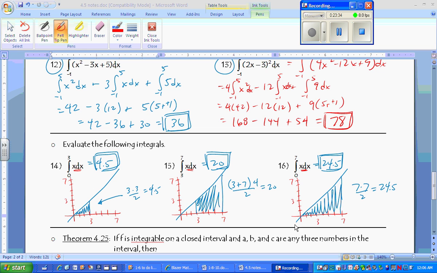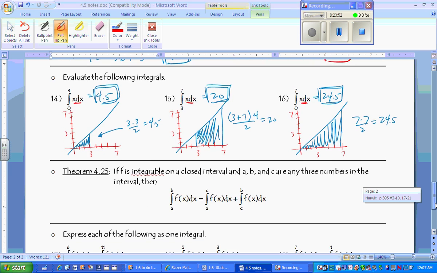So we can see that if we go from 0 to 3, and then from 3 to 7, if we combine those two, we get the same area over here. And you can kind of see it with this little triangle. We fill this in, that gives us the whole big triangle when we put those two together.